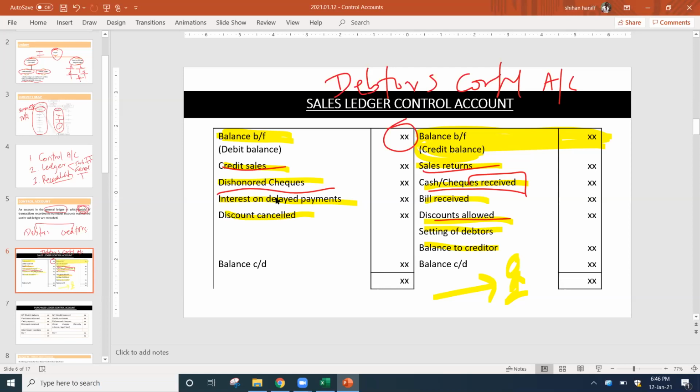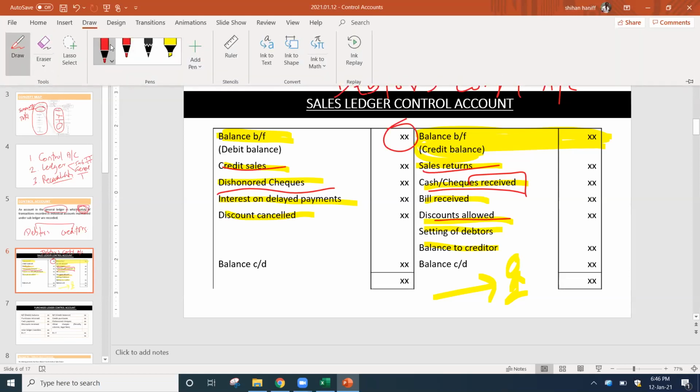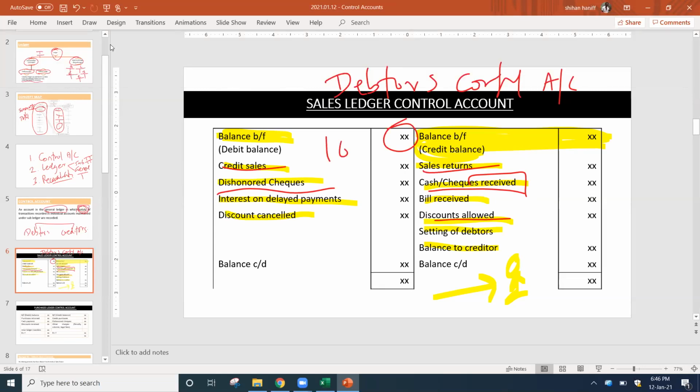Let's say he needs to pay 100,000. His balance is 100,000. He didn't pay on time. So we charge 10,000 interest from him. Then he needs to pay a total of 110,000. And the 10,000 will be credited to the income statement as interest on late payment. That's why it is debit.